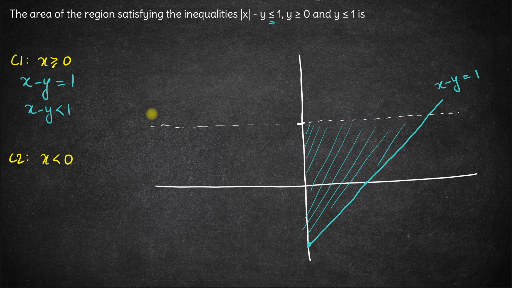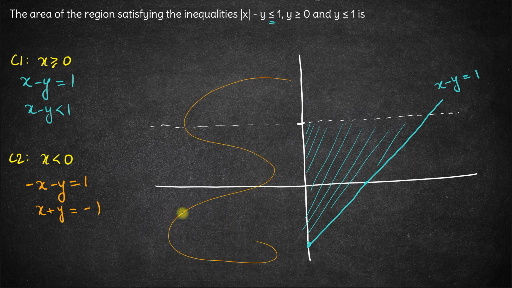Okay. Next is if x is less than 0, mod of x will be minus x. So we'll have minus x minus y. Let's first solve for equality. So minus x minus y is 1. That means x plus y is equal to minus 1. Now if x plus y is equal to minus 1, since x is less than 0, we will be considering only this region to the left of the y-axis. This is the region where x is negative. And here, if you draw x plus y is minus 1, when x is 0, y is minus 1. And when y is 0, x is minus 1. So these are the 2 points and this is going to be a straight line. So this is going to be a straight line like this.